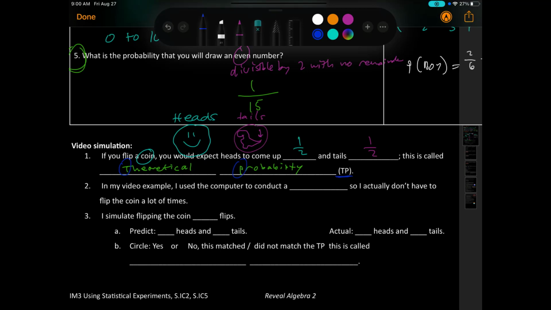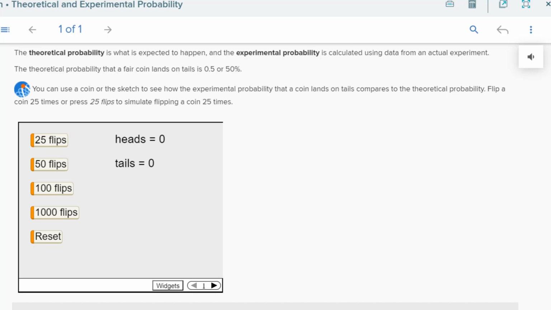All right, so let's go ahead and go to my flipping of a coin. Instead of me flipping a coin a bunch of times, which may not be very practical, we use something called a simulation, a computer-generated model. And right there, number 2, in my video example, I use the computer to conduct 100 flips. So write that in the blank, 100 flips, okay? And so I press this, and I don't actually have to flip the coin a bunch of times.